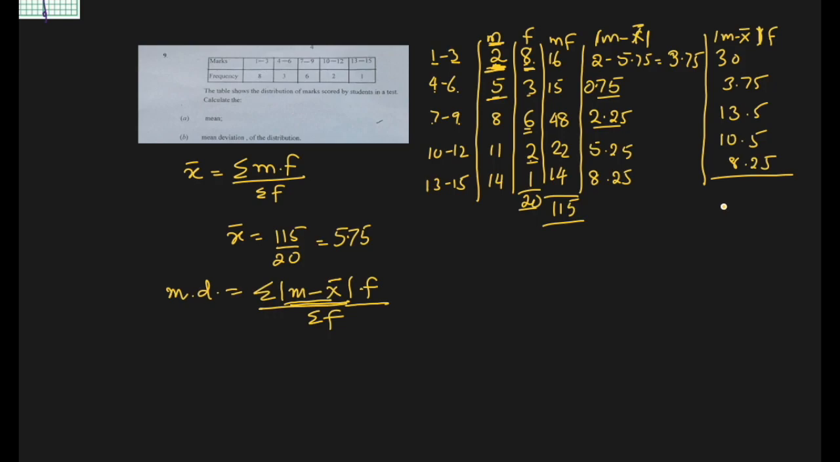Now we will find the total of this as well. 30 plus 13, 43, 46, 56, 64, 65 and 66. So the mean deviation comes out to be 66 as the numerator divided by 20, which is 3.3. Okay, question number 10.